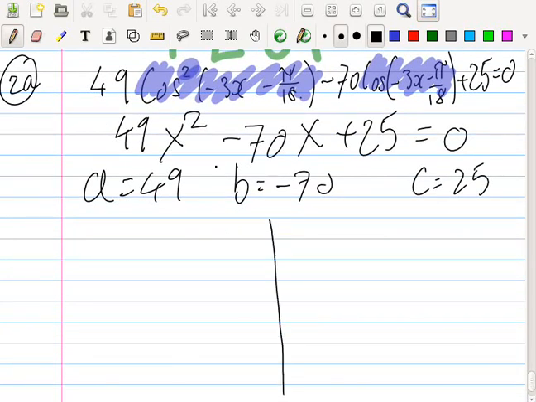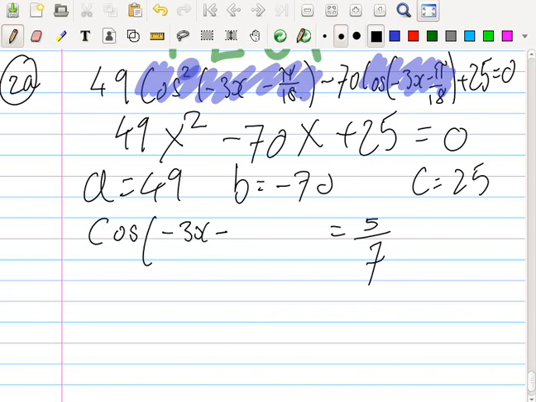Just one answer here? Okay. So you get 5 over 7. So what is equal to 5 over 7? Well, the x, the variable. And what's the variable here? Cos minus 3x minus pi over 18 equals that.